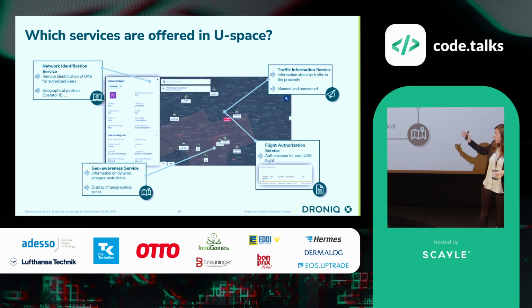And also, there might be temporary airspace restriction. For example, if there is an accident on the highway and the police says, okay, no drone is allowed to fly around like a kilometer off there, then the police can also tell the U-space service provider there's a limitation, and then they will close this airspace within U-space. Okay, so those are the services.